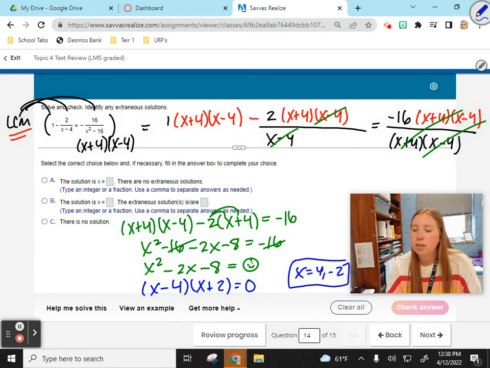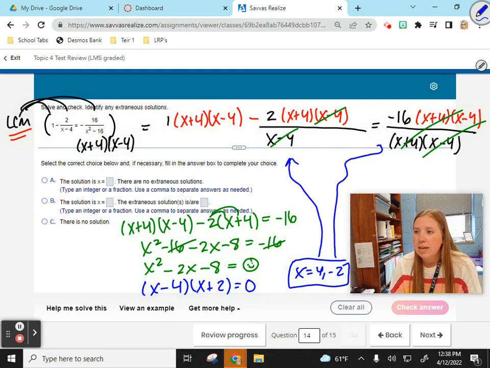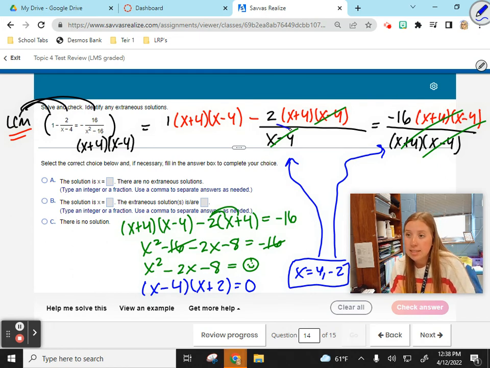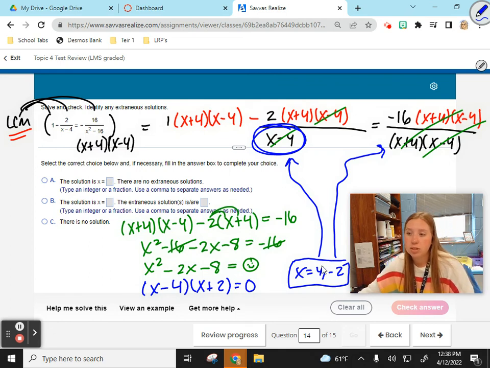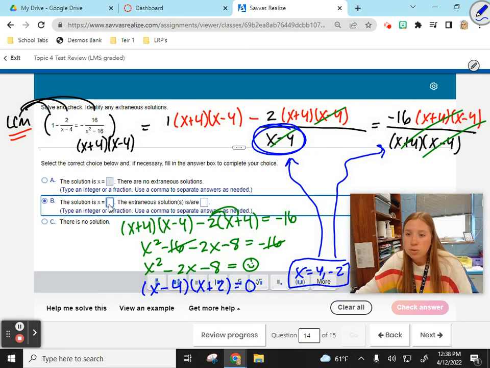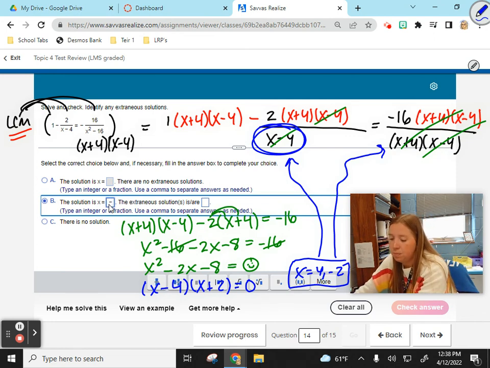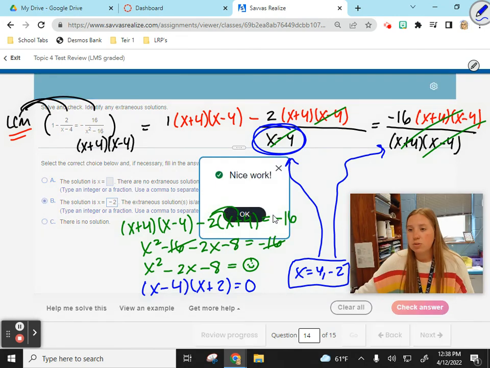So the last thing we want to do is check to see, can I put these numbers in my denominators? Well, 4, I see right here, would make it blow up, right? 4 minus 4 is 0. So I cannot have a 4 as a solution. But if I check anywhere, I could plug a negative 2 in and I would be fine. So the solution to this equation is negative 2, and 4 is an extraneous solution.